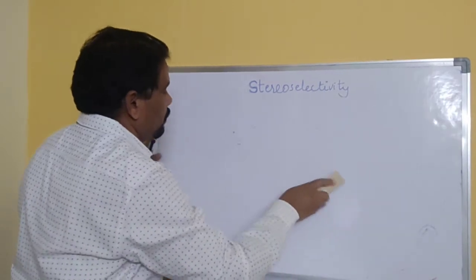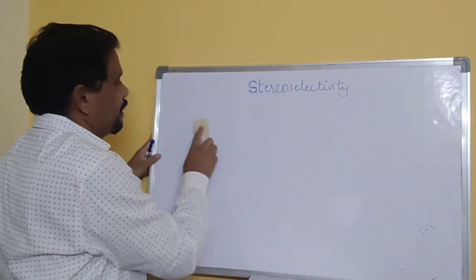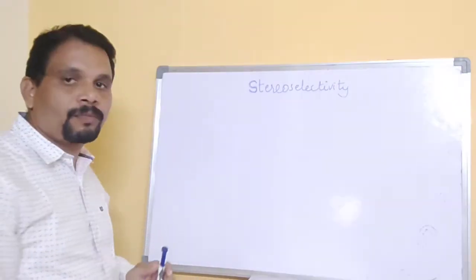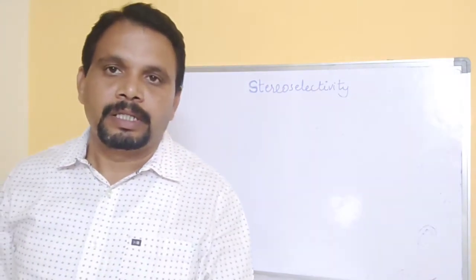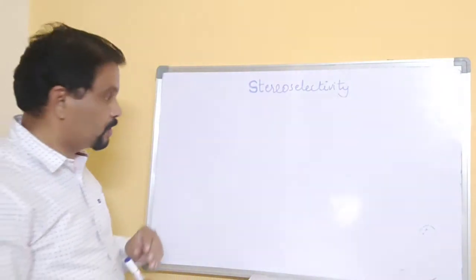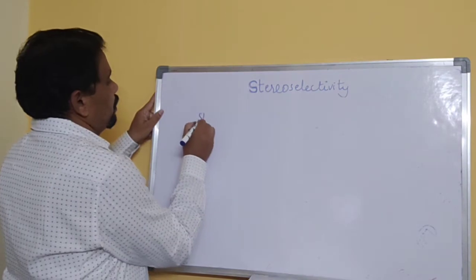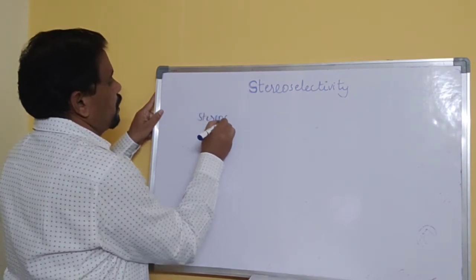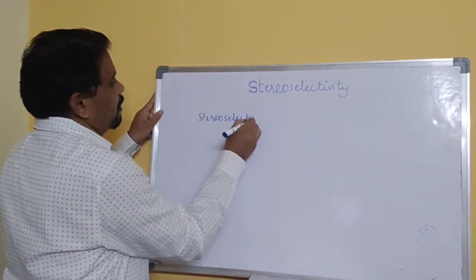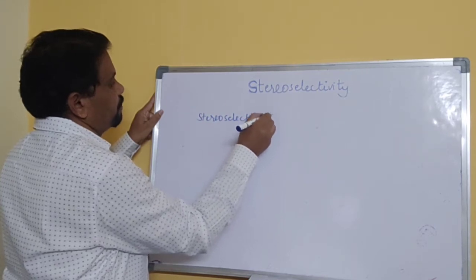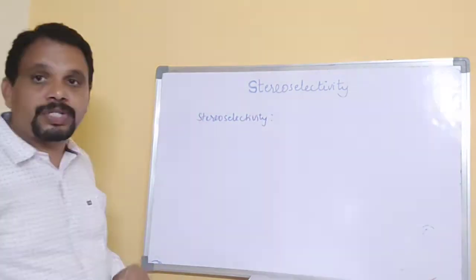You don't need more explanation on this in this unit. Okay, the next one is stereoselective reactions. So this is important: stereoselectivity. So what is stereoselectivity?